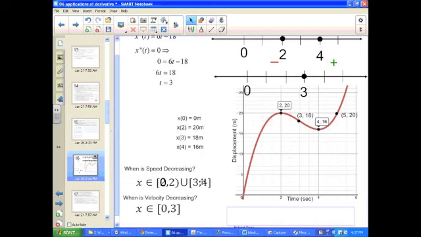So it's kind of confusing. What you need to do is probably pause this and think about it and look at the graph and look at these answers to understand the difference between speed and velocity.